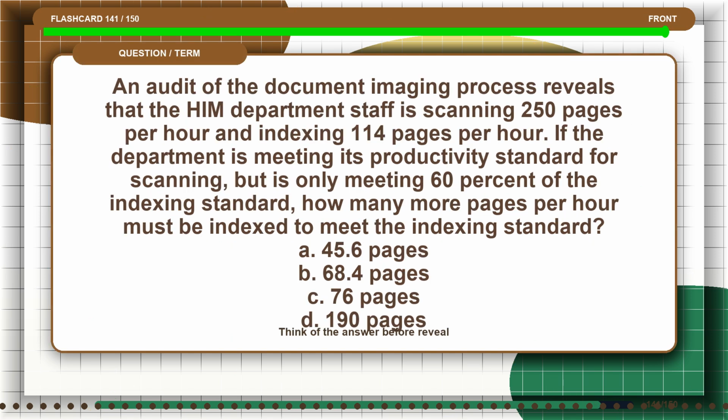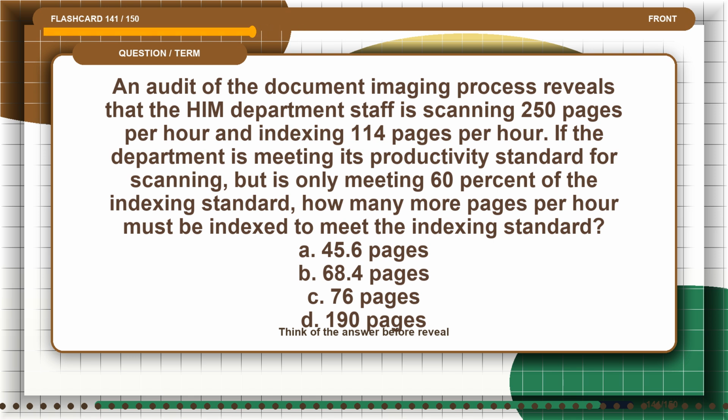Flashcard 141. An audit of the document imaging process reveals that the AHIM department staff is scanning 250 pages per hour and indexing 114 pages per hour. If the department is meeting its productivity standard for scanning, but is only meeting 60% of the indexing standard, how many more pages per hour must be indexed to meet the indexing standard?